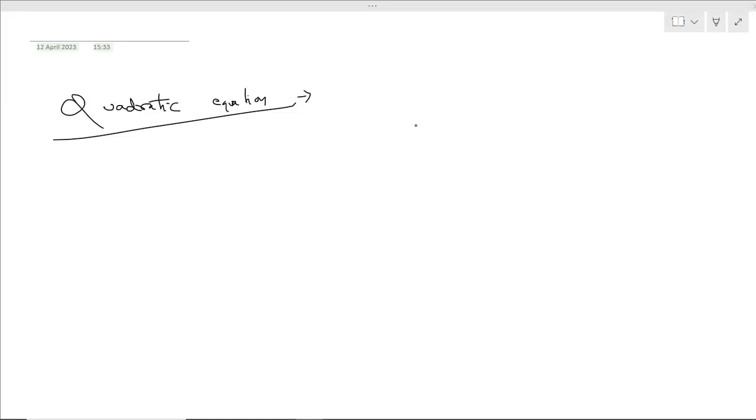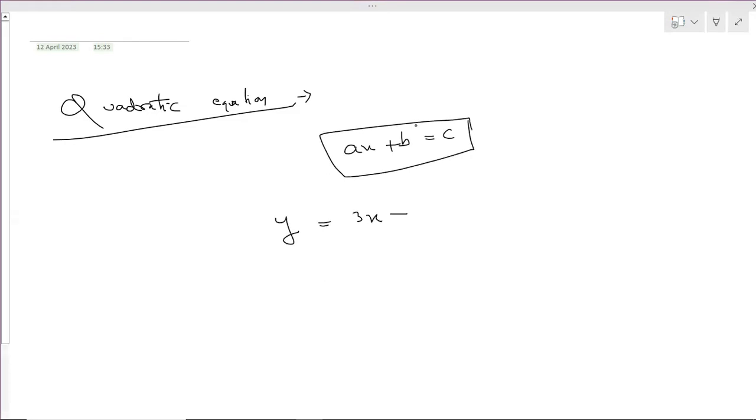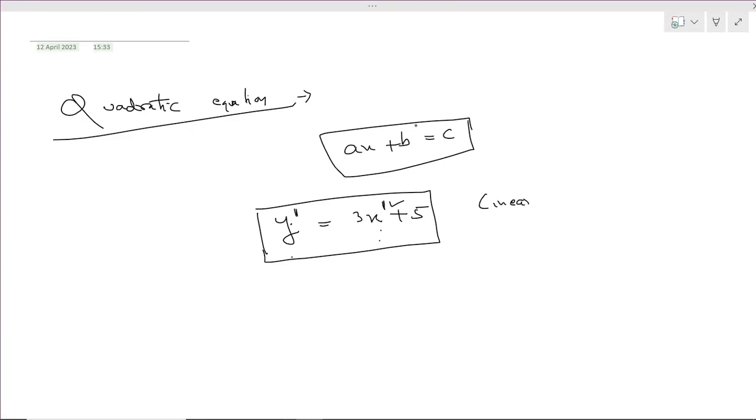Very simple. You must know this is a linear equation, right? ax plus b equals c. Or I can say y equals 3x plus 5. This is an equation which is linear. How is it linear? The power of y here is 1. The power of x here is also 1. So if any variable has the maximum power as 1, that is a linear equation.